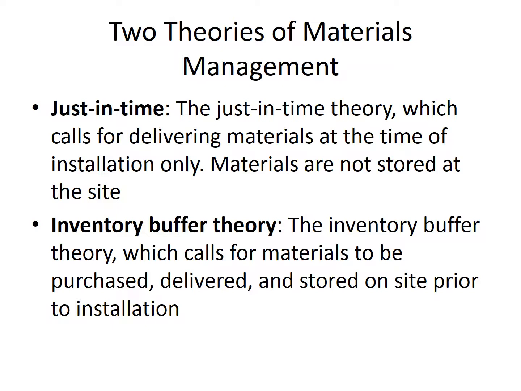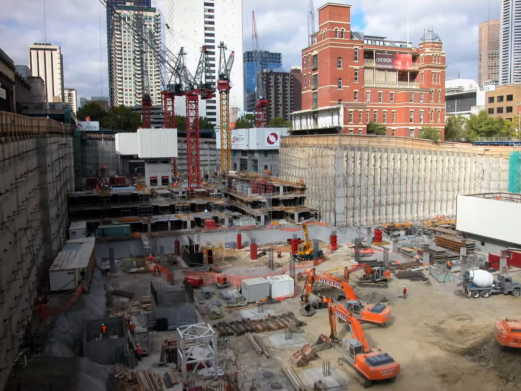The inventory buffer calls for materials to be purchased, delivered, and stored on site prior to installation. Now the key factor there is that you have to have somewhere to store the materials on site. And oftentimes materials are so big, so bulky. I can think of precast panels that we've stored off site simply because there wasn't room in our laydown yard to do that. So if you get a lot of big materials, you are limited in terms of how much material you can store on site. I would say this site is probably more conducive to an inventory buffer type of setup.